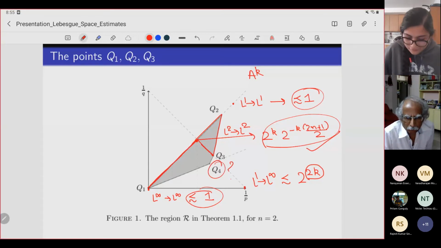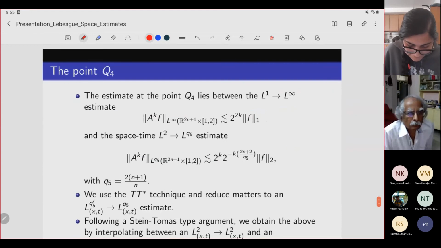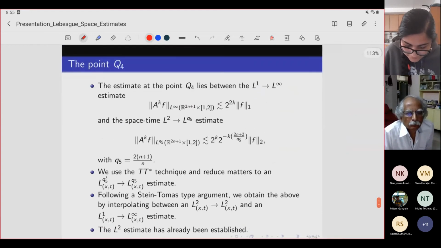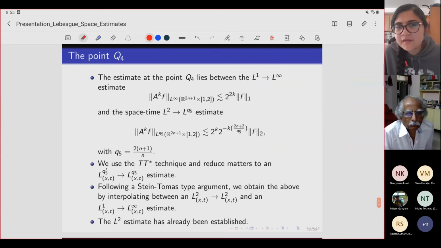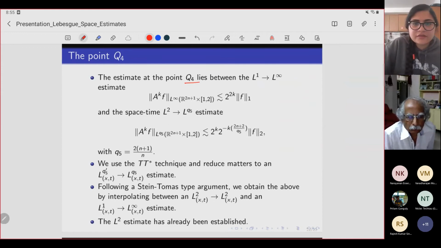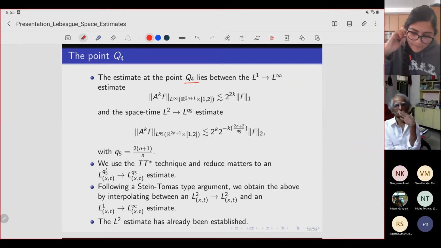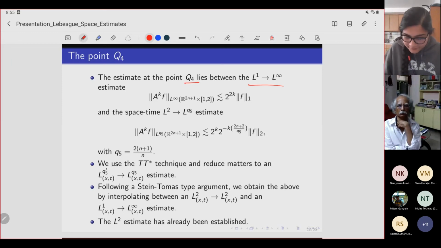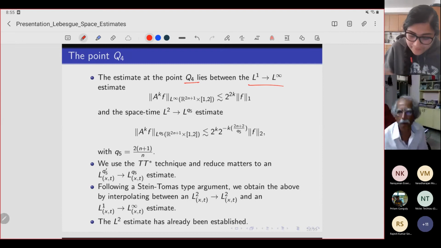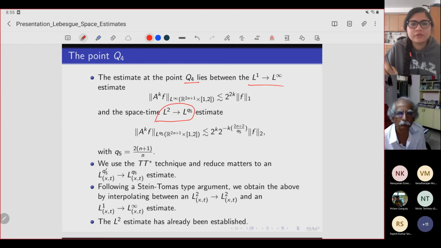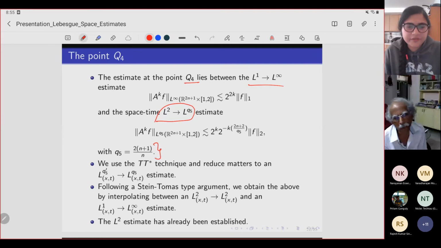Right? And I feel like I'm already out of time. So let me just very quickly say what happens here. The idea over here is to use a Stein-Thomas type argument. Not directly for Q4, but as it turns out, you can get Q4 by interpolating between an L1 to L infinity estimate and another space-time estimate, which is from L2 to another point, L^Q5. So you reduce the estimate for Q4 to an L2 to L^Q5 estimate, where Q5 resembles the Stein-Thomas exponent a lot. Right? And you use, in fact, the Stein-Thomas argument over here.